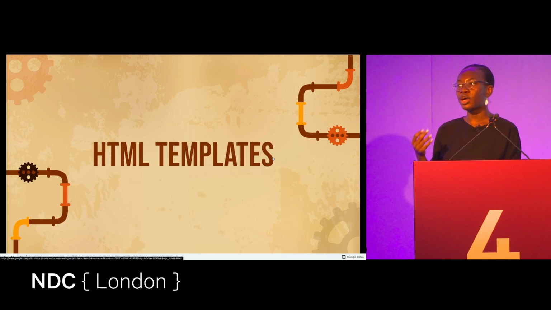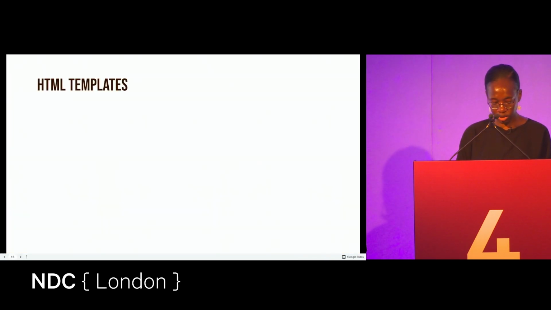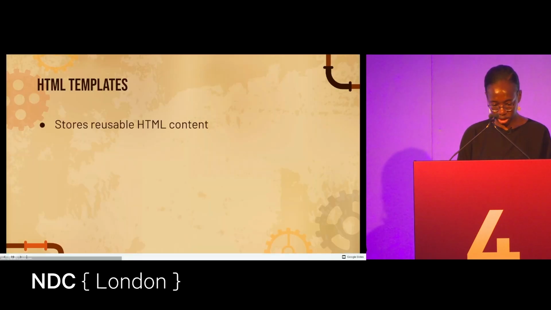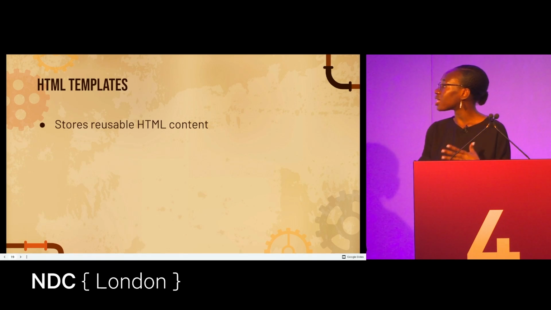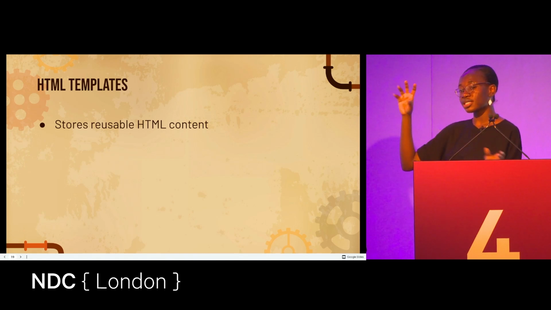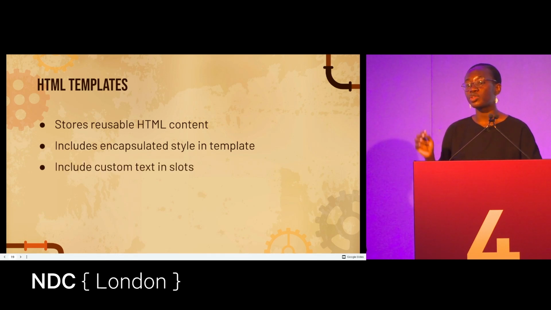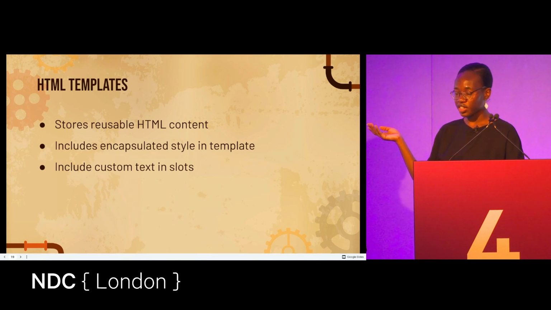HTML templates are what allow you to write your actual HTML markup without needing to pass it into JavaScript. So we're going to do a little demo on how the HTML template would work. Basically what HTML templates do is that they store reusable HTML content. That is content you're planning to extract and use somewhere else. And then they include encapsulated style within that template, meaning that your styling is still relegated to that template alone. And finally, you can use them to include custom text. This is the most important part of HTML templates.